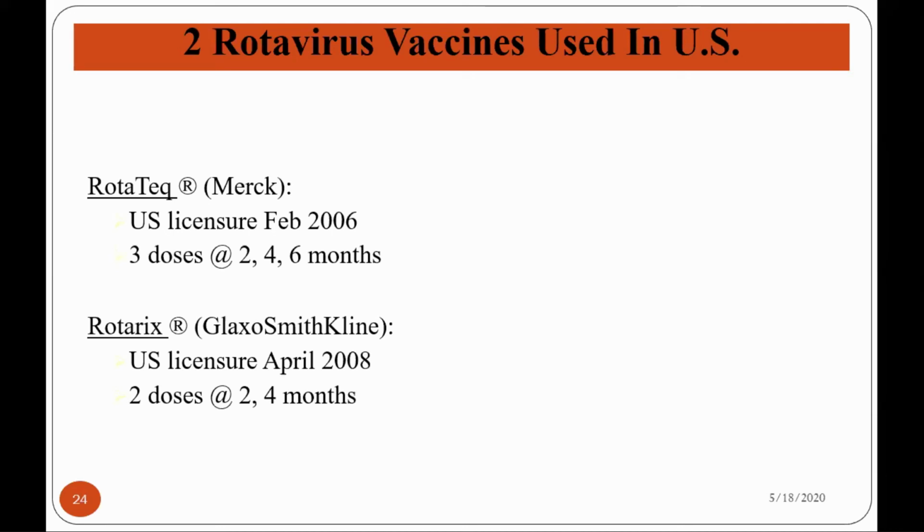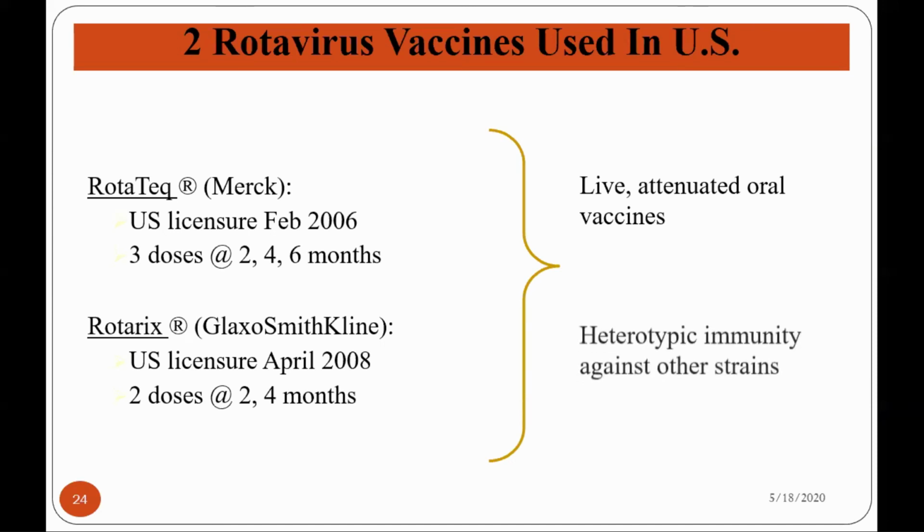Rotateq vaccine is given in 3 doses at time intervals of 2, 4 and 6 months, while Rotarix vaccine is given in 2 doses at time intervals of 2 and 4 months. These rotaviral vaccines are live attenuated vaccines which are administered orally, and they provide heterotypic immunity against rotaviruses.